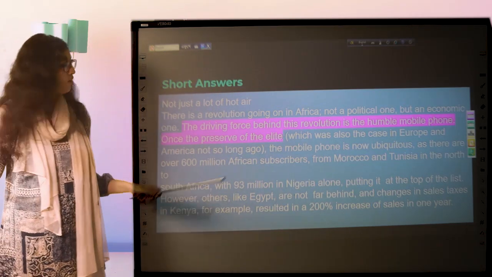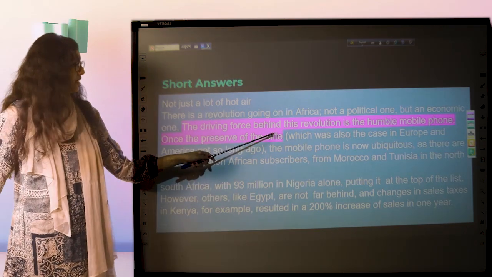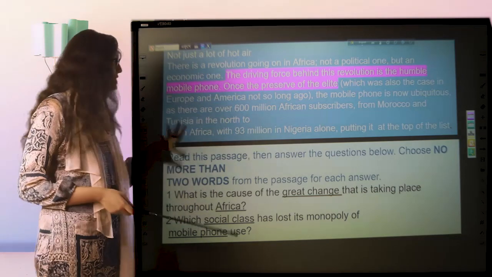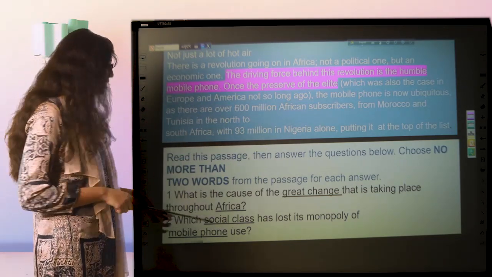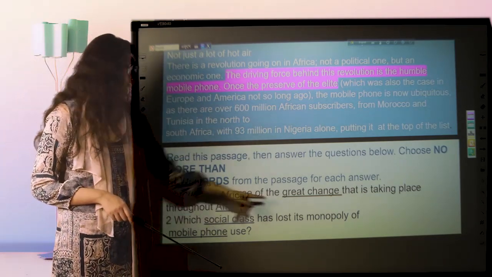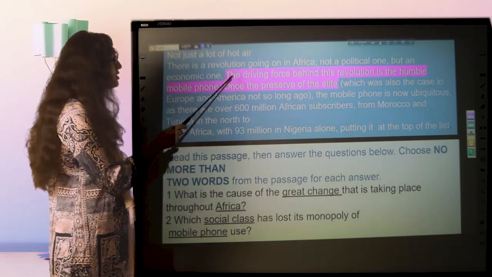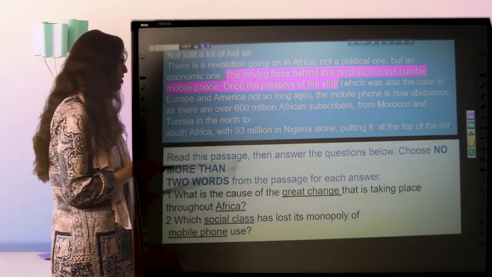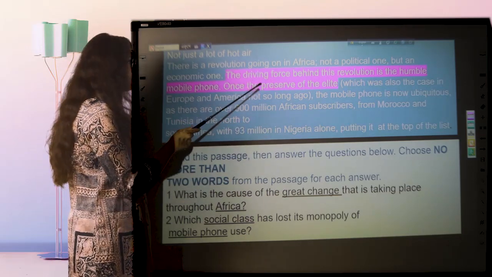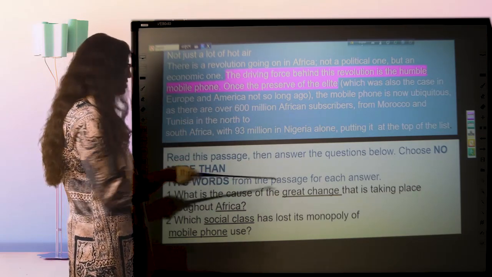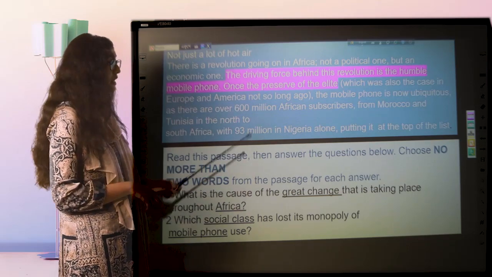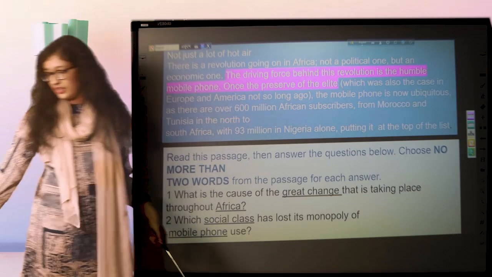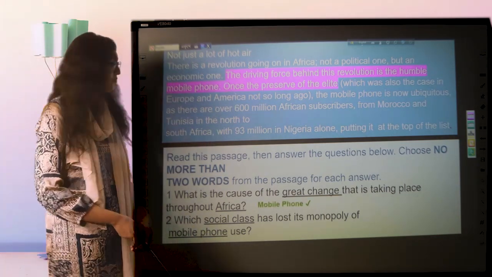So I will highlight the points. So again, elite and the driving force. Now let's look at these two side by side. So the first one is asking the cause of the grade change. So the cause over here is actually, driving force is a similar word to cause. So the cause or driving force of the grade change that is taking place through Africa is mobile phone. So if you guessed that answer, then your answer is correct.